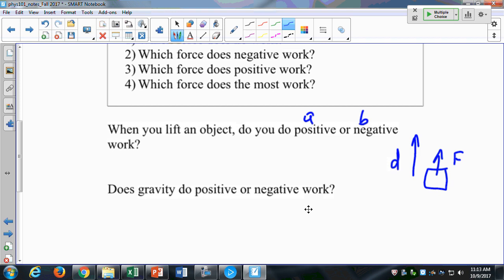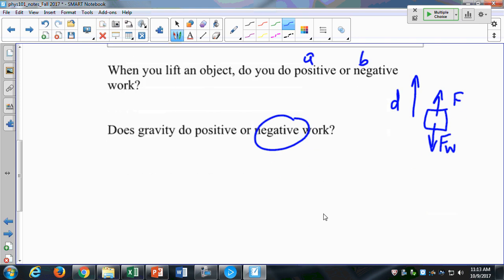Okay. Does gravity do positive or negative work? What do you think? Yeah, it does negative work because here my force, the weight, is in that direction, and so this will do negative work because the angle between them is 180 degrees.